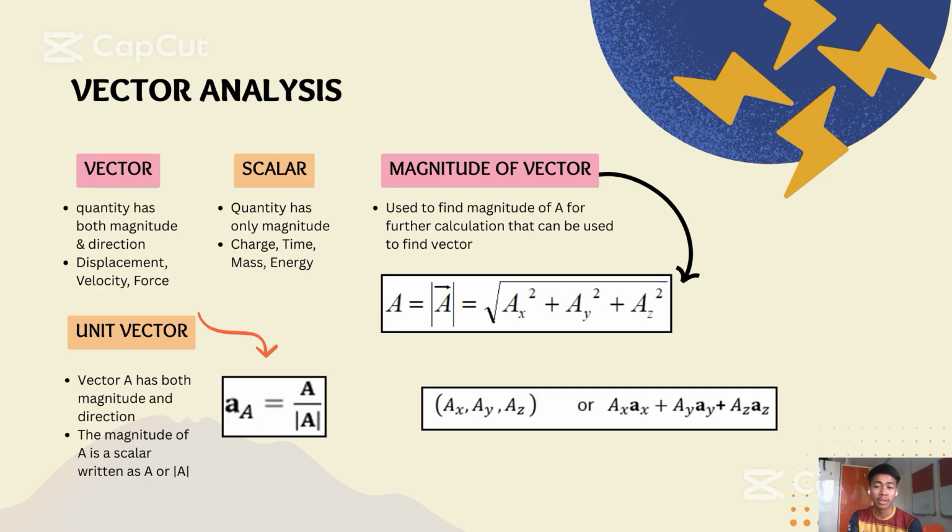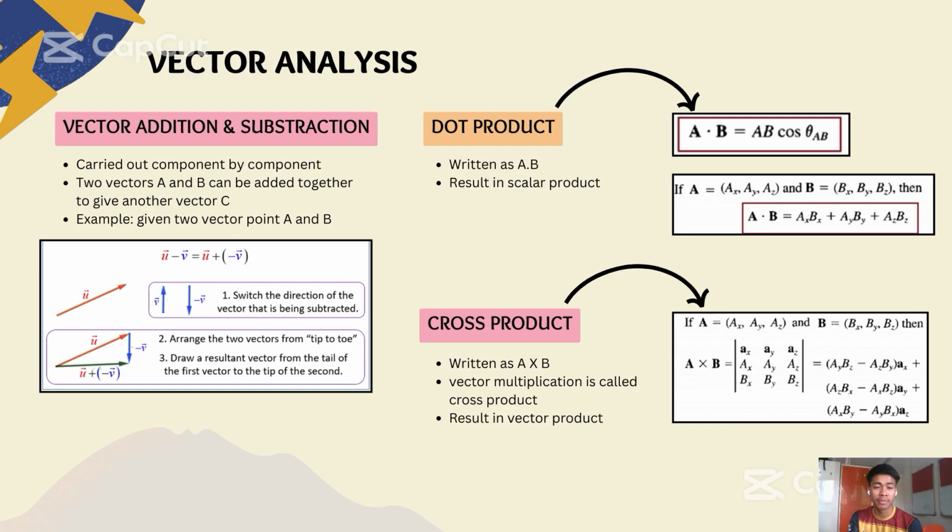And unit vector only shows the direction of a vector. It has magnitude of one and direction. For vector addition and subtraction, it is carried out component by component. Two vectors A and B can be added together to give another vector C. For example, given two vector points A and B, as we can see here.